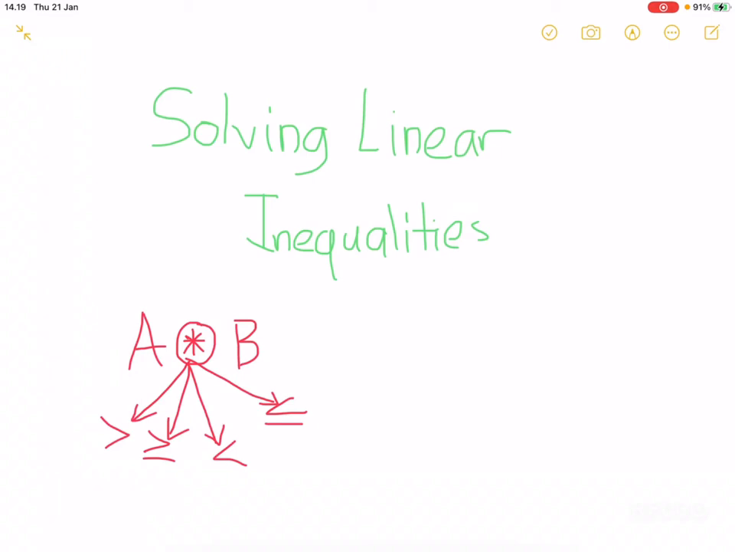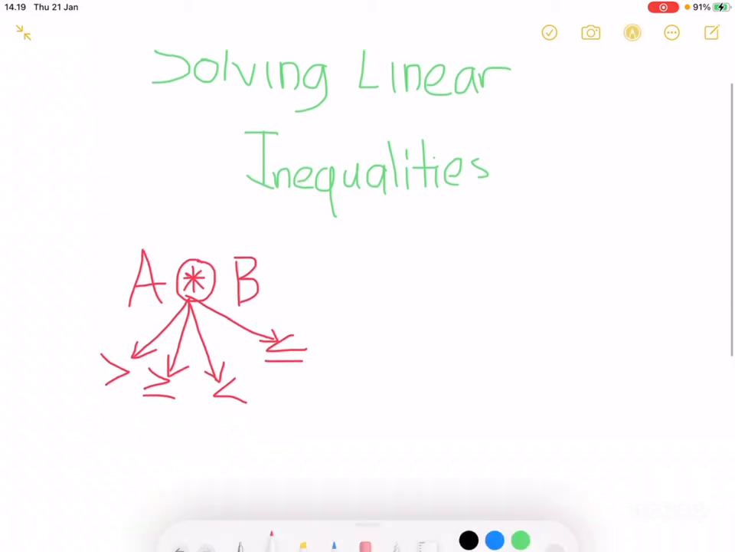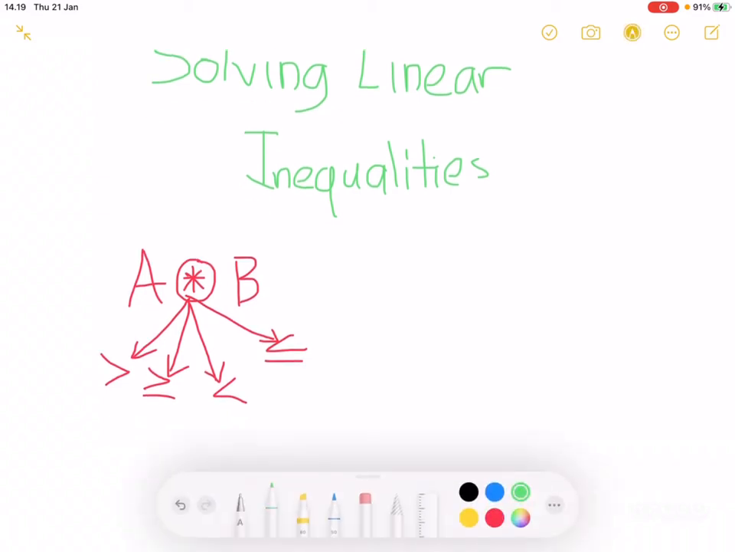Today we're going to look at how to solve linear inequalities. To recall what an inequality is, we have expression A star expression B, where the star could be one of these four signs. This reads greater than, this reads greater than or equal to, this reads less than, and this reads less than or equal to. The star can be replaced with one of these signs.